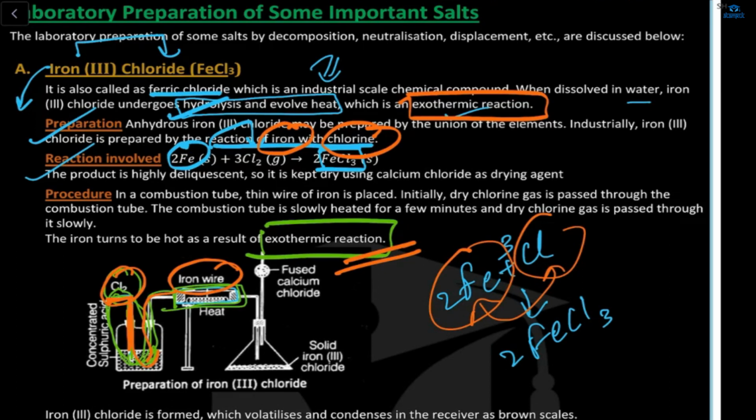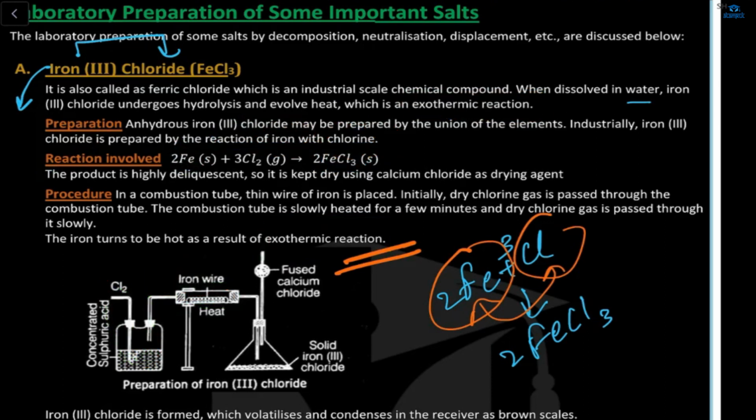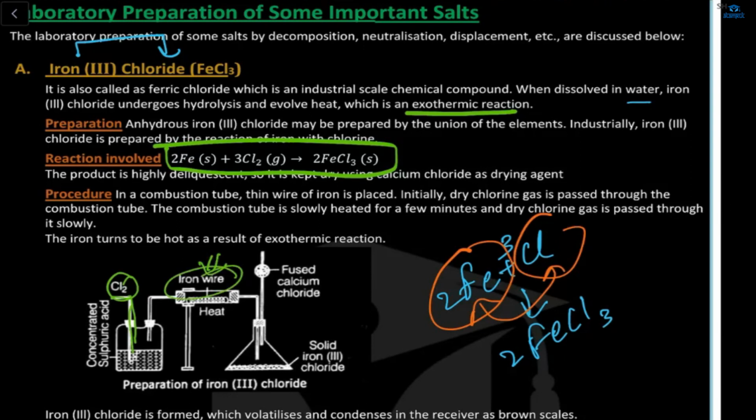Okay? Once again. So here iron forms ferric chloride, and it is an exothermic reaction with iron and chlorine. We have to pass dry chlorine through this tube to the iron wire, and it will turn very hot, and this will result in an exothermic reaction.